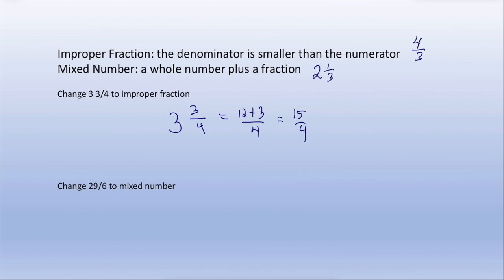So let me talk you through it one more time. 4 times 3 is 12. 12 plus 3 is the 15. And we started out with fourths, and you notice our denominator carried along.